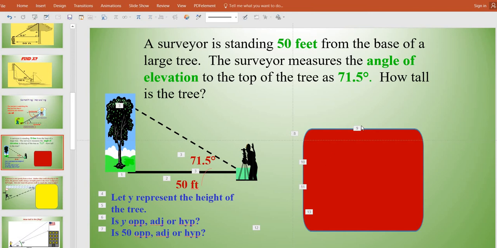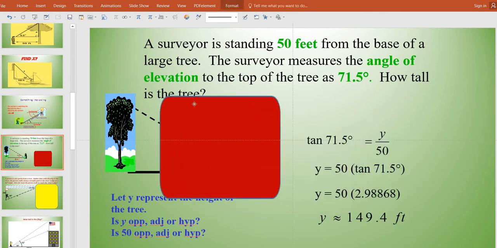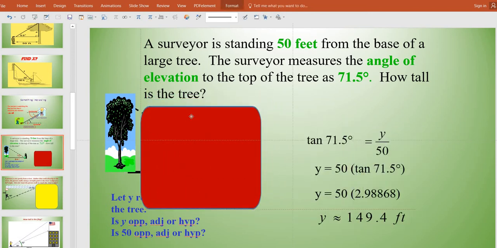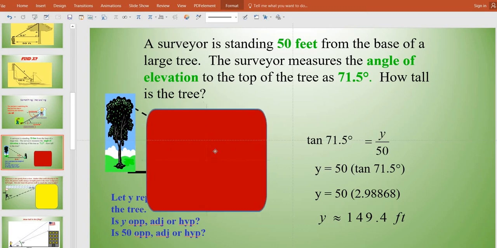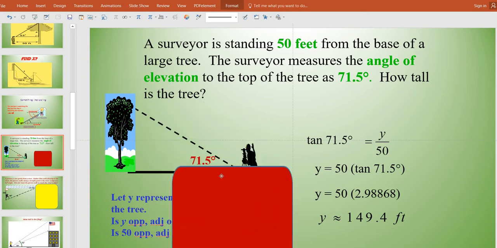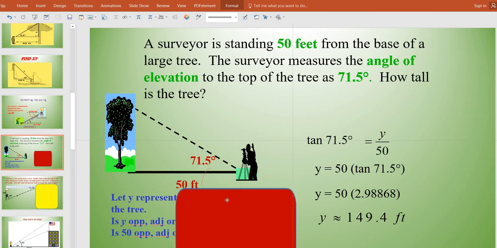Let's show the result. Tan 71.5, that's the angle of elevation, equals y, the length of the tree, over 50, the distance between the man and the base of the tree. Cross multiplication, we get the length of the tree equals 149.4 feet.